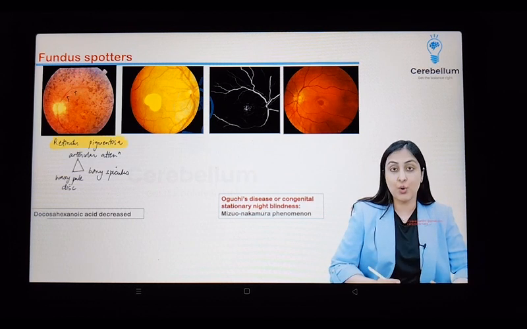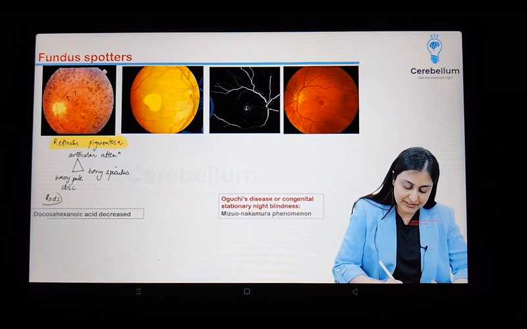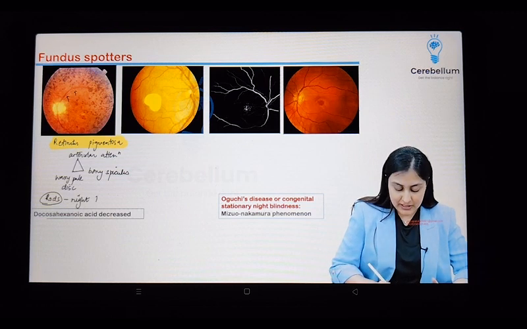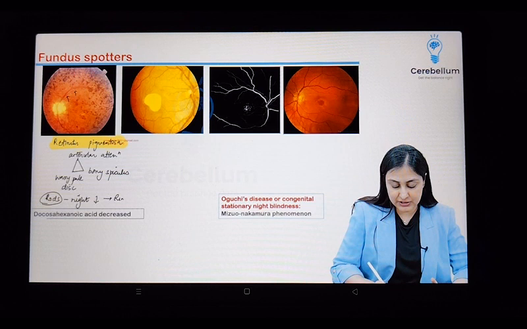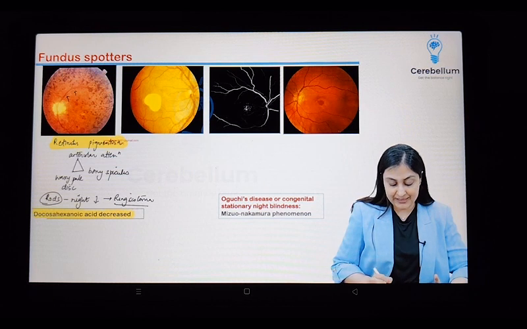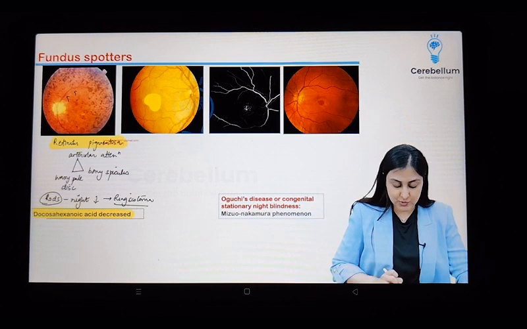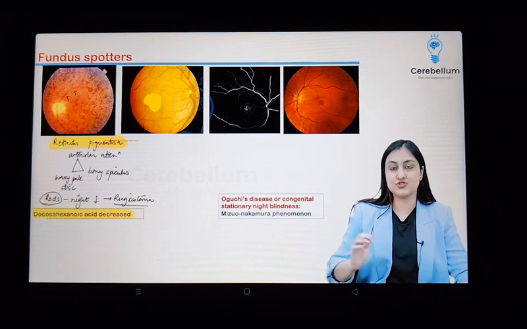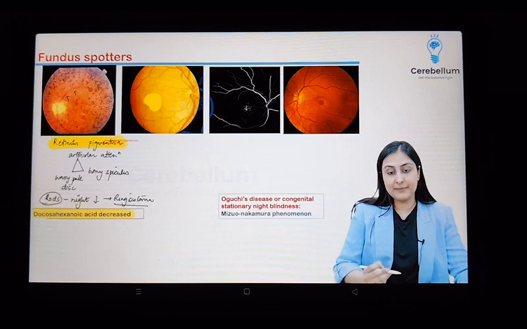Remember, RP is a rod cone dystrophy, meaning the rods are affected more, and that is why the person will have night vision, nyctalopia, which goes down first, and eventually there's going to be ring scotoma, tunnel vision. That is going to be the visual field defect. A physio question has been asked in RP that what levels are decreased. So you just want to remember docosahexaenoic acid. Just remember this. Okay, so this is RP.